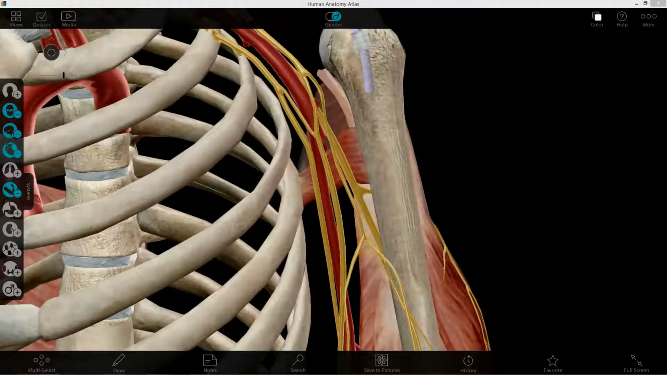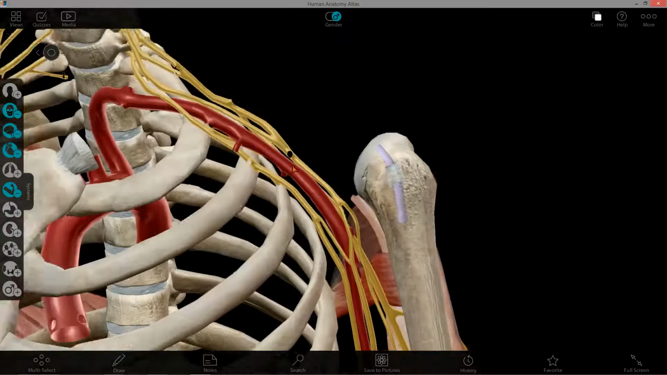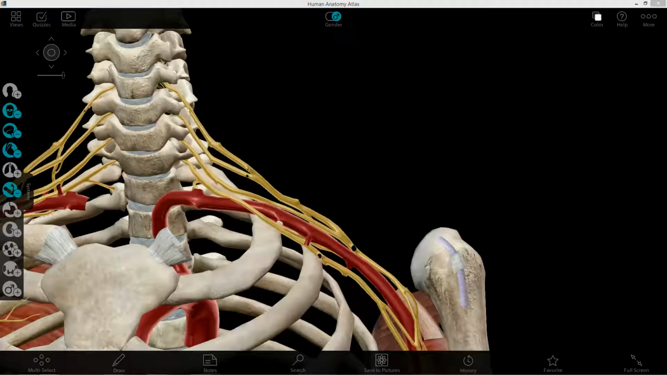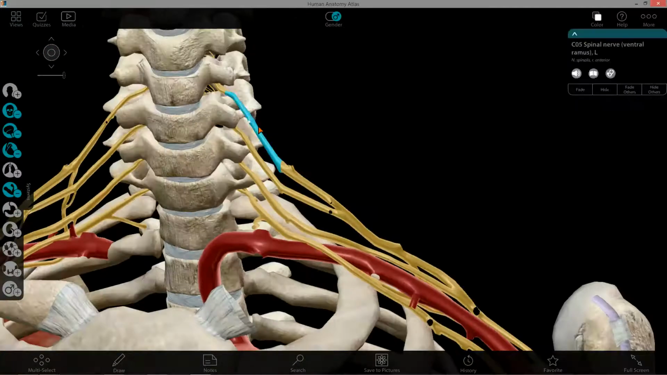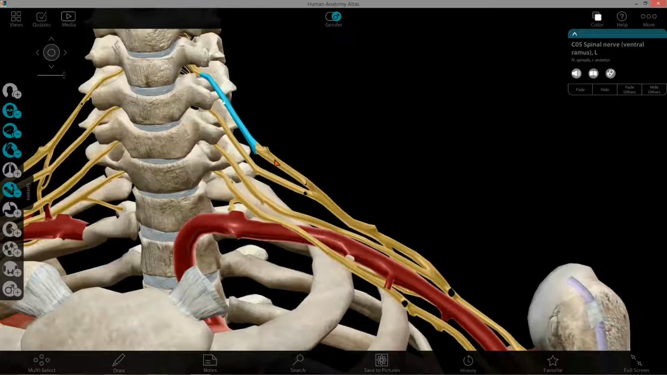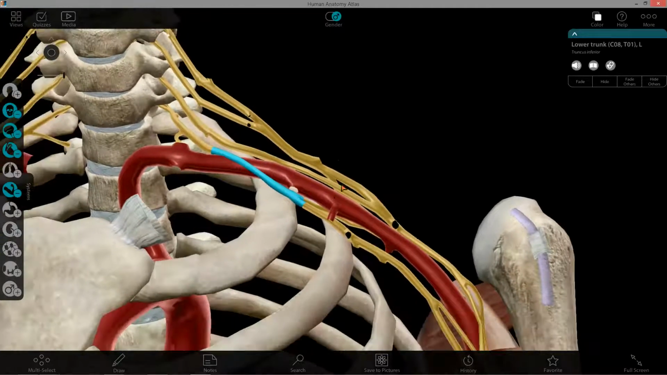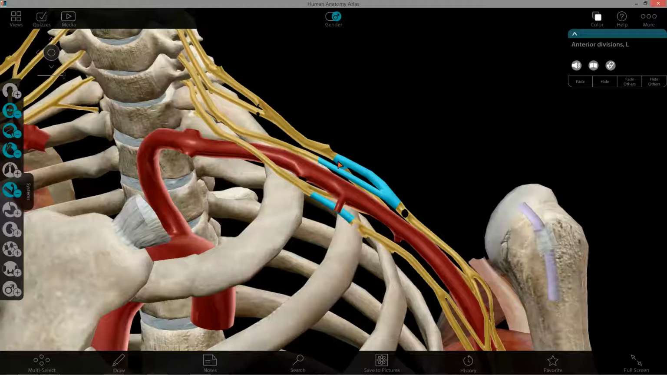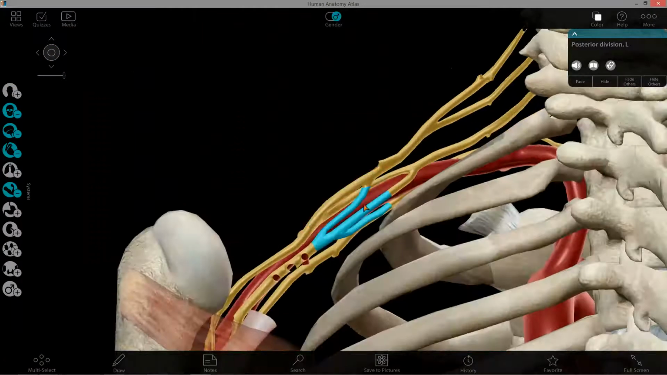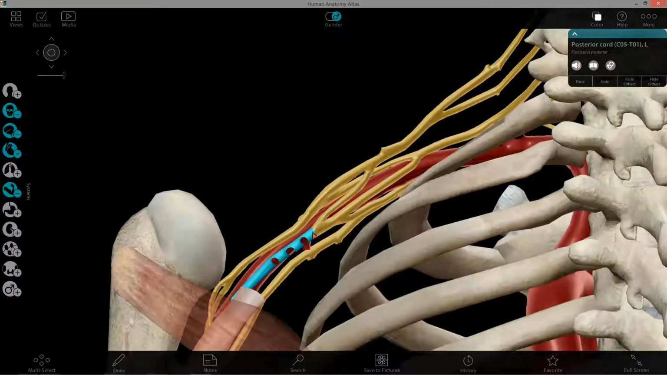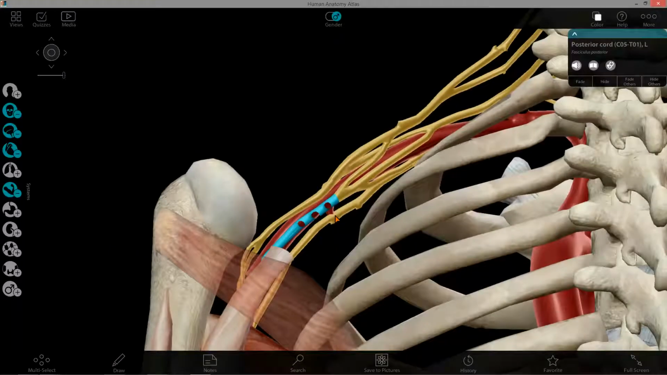So I guess a quick review before I go over roots and stuff like that. Basically, you have roots C5 through T1. Those combine to form trunks, the upper, middle, and lower trunk. Each trunk gives off an anterior and posterior division. The posterior divisions combine and continue as the posterior cord, which will eventually give off both the axillary and radial branches.